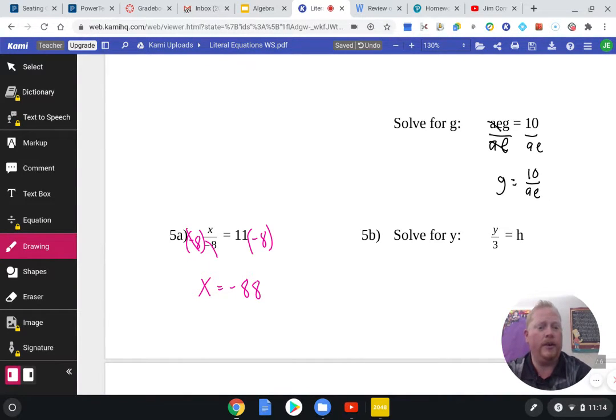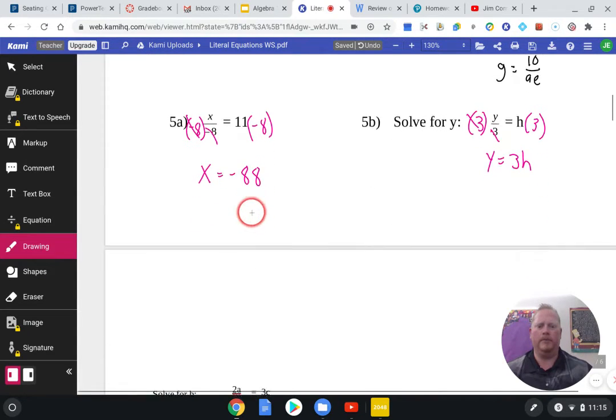Now using the same logic, let's go ahead and do this other problem. In order to get rid of that 3, I have to multiply. Oh, that's an ugly 3. That's a pretty 3. All right, I'm going to multiply both sides by 3. So that this 3 and this 3 cancel each other out. And h times 3 is just 3h. Typically, when we multiply a number and a letter, we put the number first. And that's my final answer. Let's take a look at a few more problems.